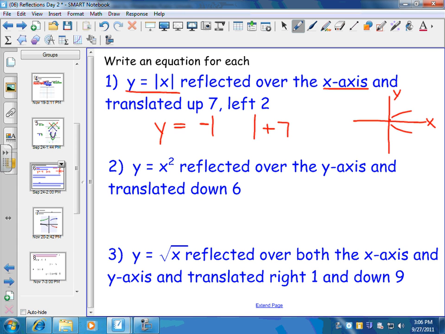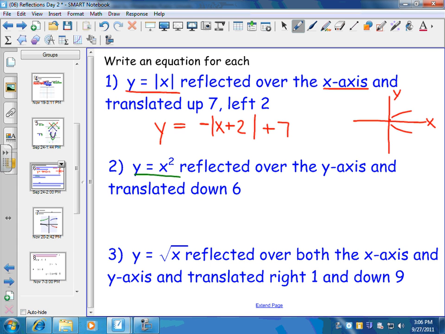And it's left 2. So it's inside the function, it has to be counterintuitive. So I'm really going to write x plus 2. And that's all I need for that one. If I go on to the next one, now I'm dealing with x squared, okay? Different than the absolute value that we dealt with before.